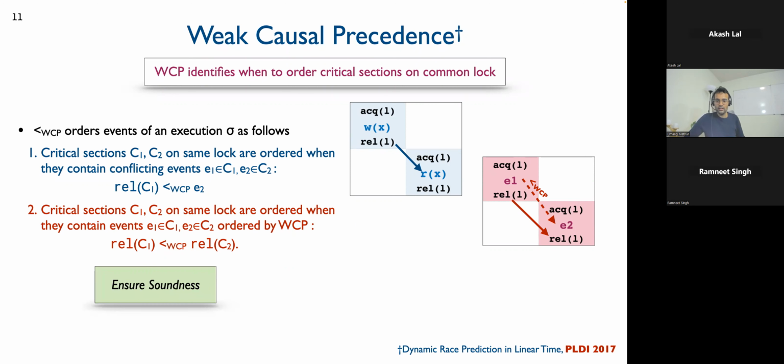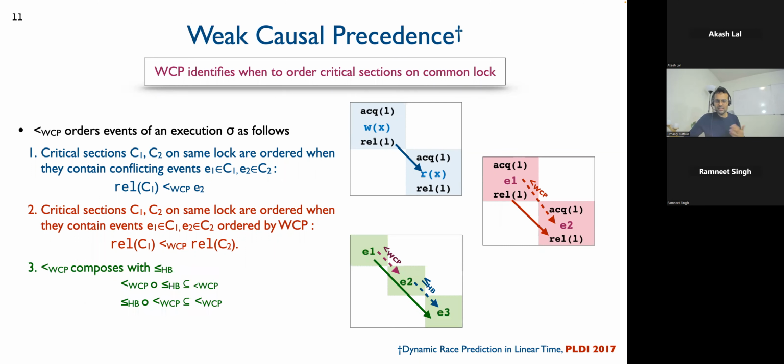The final rule is essentially there to ensure soundness, because these two rules by themselves are not enough to ensure soundness. It says that this partial order is closed under composition with happens before. So happens before is that earlier partial order. This rule says that if you have two events, E1, E2, which are ordered by WCP, and E2, E3 are ordered by happens before, then you should place an edge from E1 to E3. Likewise, if E1, E2 were HB ordered and E2, E3 were WCP ordered, then again you would place an edge from E1 to E3. It's hard to give an intuition for why we have this. It's basically there to ensure soundness.